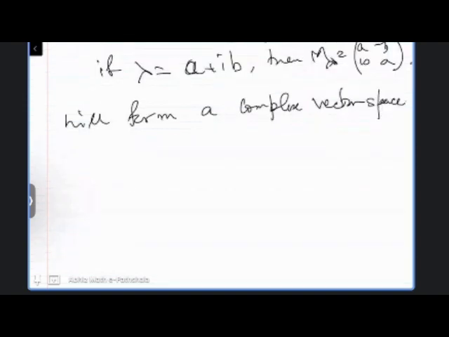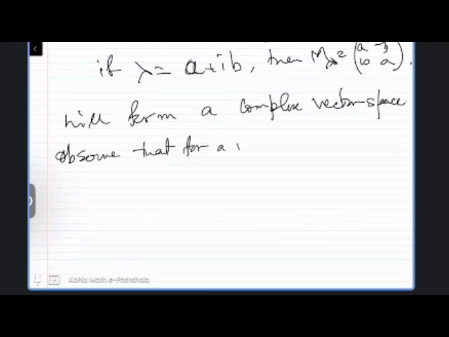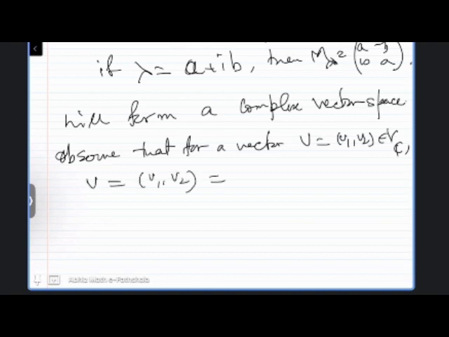Okay. So now, observe that for a vector V, suppose V1, V2 belongs to V_C, what you can do? So here V1, V2, you can represent it by V1 comma 0 plus 0 comma V2, right? Am I correct?